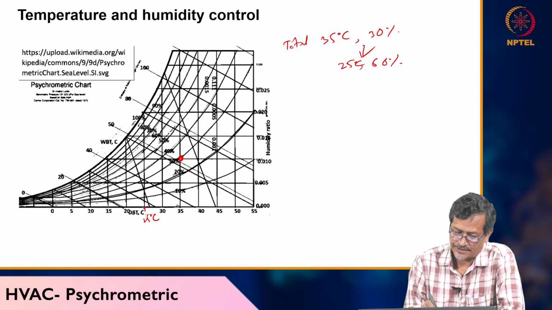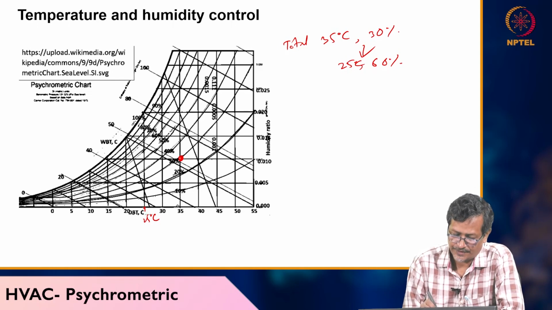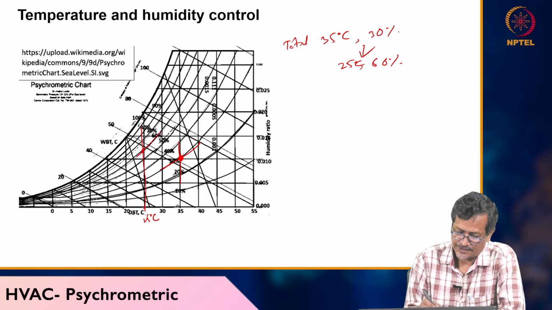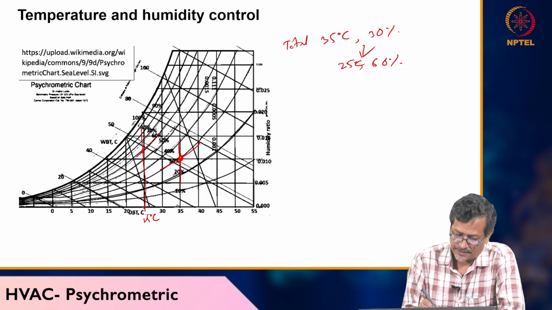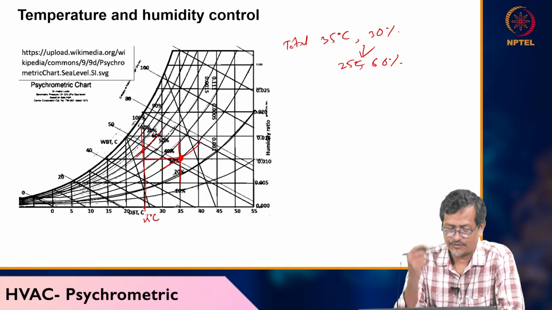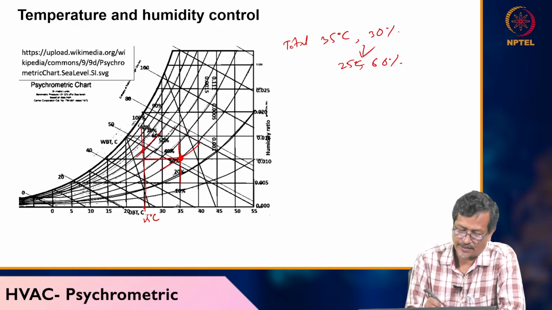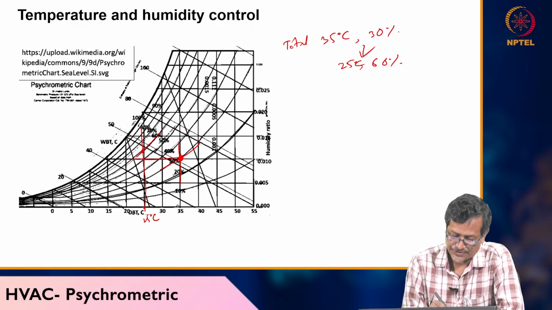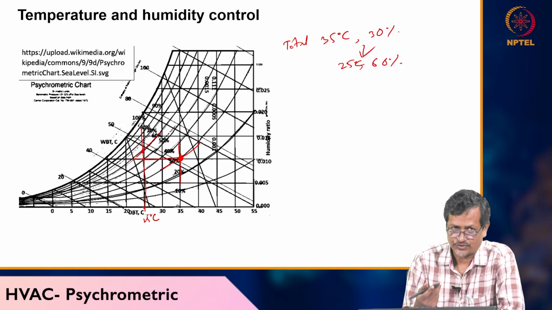So first take the 35 degree line here and 30% humidity here, so this point. Then you have to reduce the temperature to 25. 25 is here, but you need humidity 60%. So you reduce temperature, but you are not reaching that humidity. So what will happen, you reduce temperature, then you have to add some moisture also.